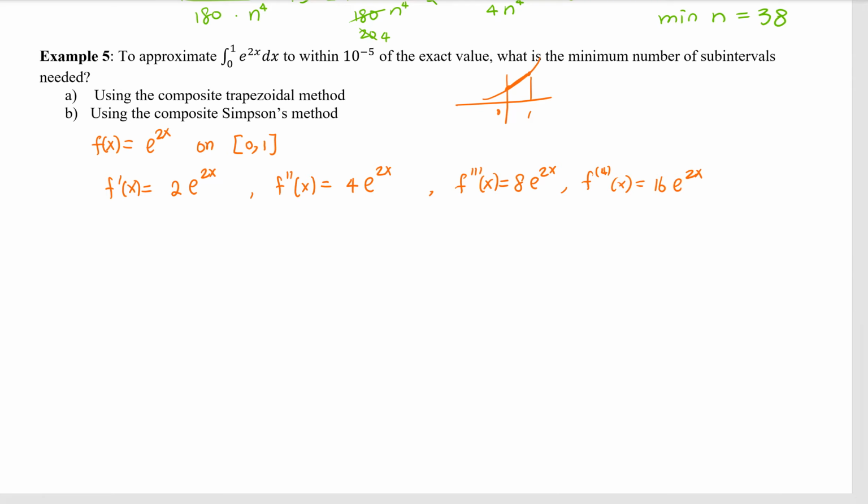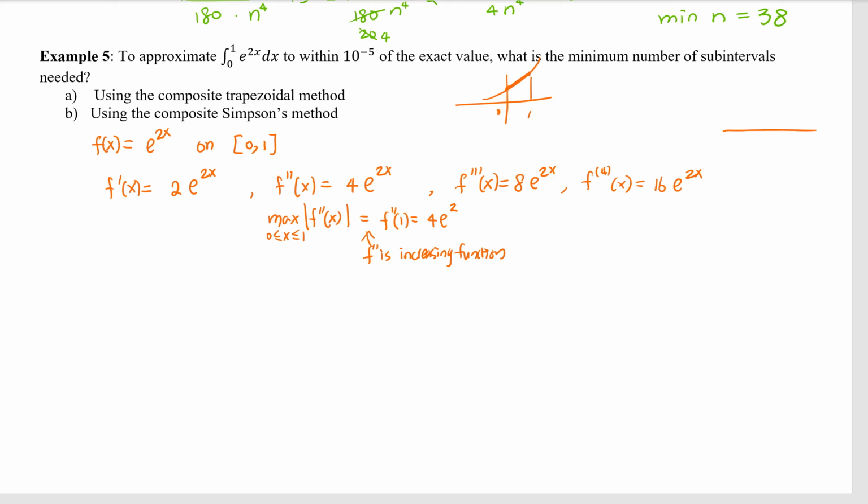And because it's an increasing function, the maximum of f double prime of x over the interval from 0 to 1 is f double prime of 1. So we plug in x equals 1, that's 4e squared. We can tell this because f double prime is an increasing function, right? 4 times e to the 2x is an increasing function. So we just pick the right endpoint, which is going to be the maximum.